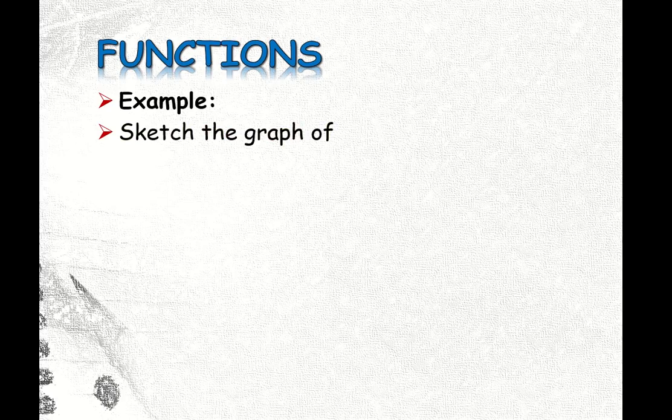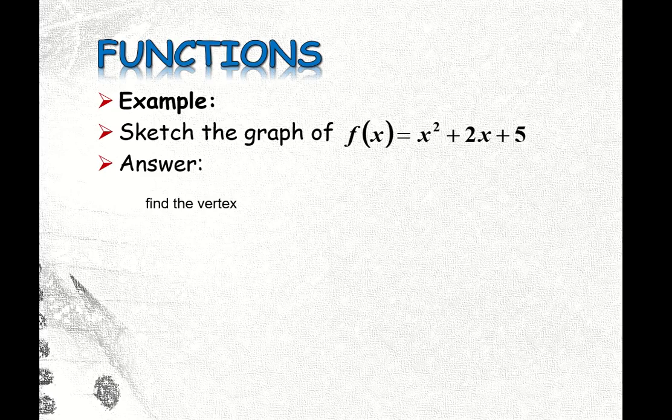Now another example. Sketch the graph of the given function f of x equal to x squared plus 2x plus 5. We just do the same steps that we have done a while ago. First, you need to find the vertex. Using the formula, you get the vertex, minus 1 and 4 for the ordered pair. Then for the y-intercept, you assume a value for x equal to 0 and solve for f of x, or y. So we got y equal to 5.